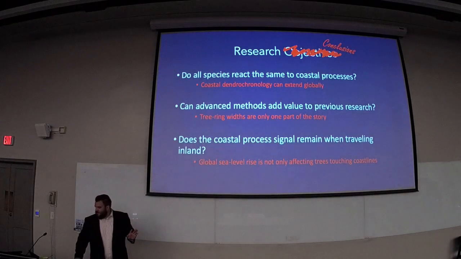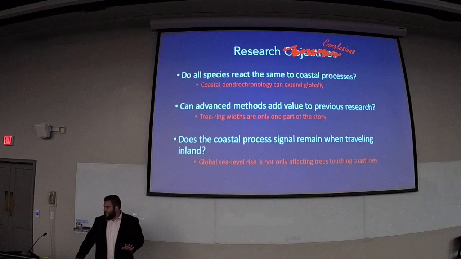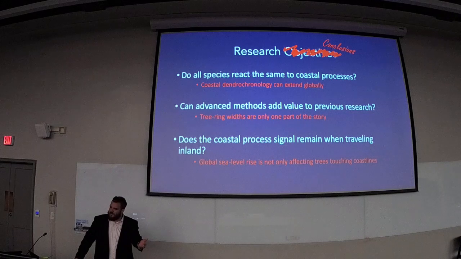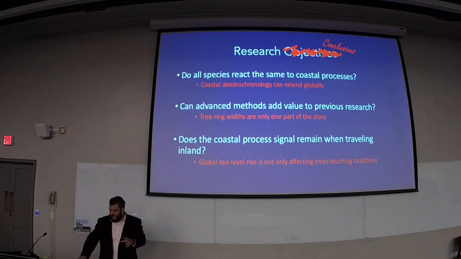So just that final conclusion: global sea level rise is not only affecting trees touching coastlines. It doesn't have to be a tree like at Gulf State Park that's right behind a condominium, right? It's just upstream from a dune and gets pummeled by every hurricane that comes through. And we might see a lot of coastal processes affecting trees inland, especially if there's anthropogenic modification there.